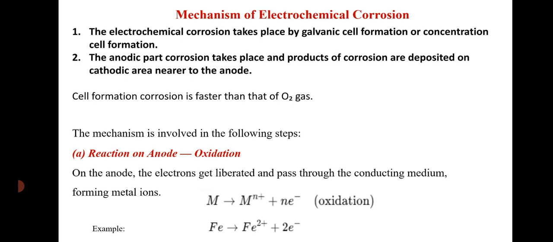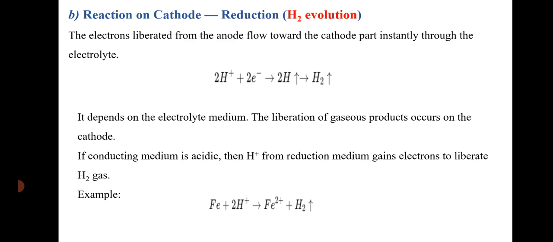In the cathodic reactions, reduction occurs. In the acidic medium, hydrogen evolution reactions occur, and in the neutral or alkaline medium, oxygen absorption reactions occur. In the neutral or alkaline medium, oxygen reacts at the cathode. So ferrous hydroxide is formed, which is further oxidized to form ferric hydroxide, and finally ferric oxide, which is brown in color.